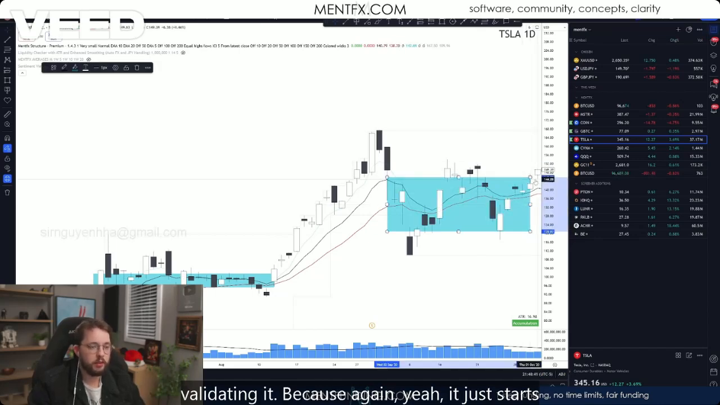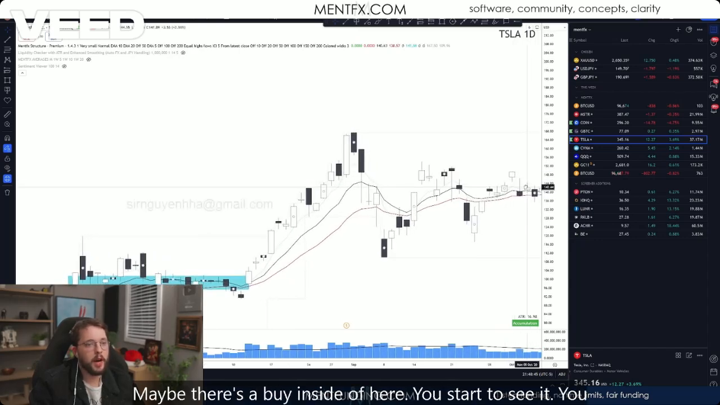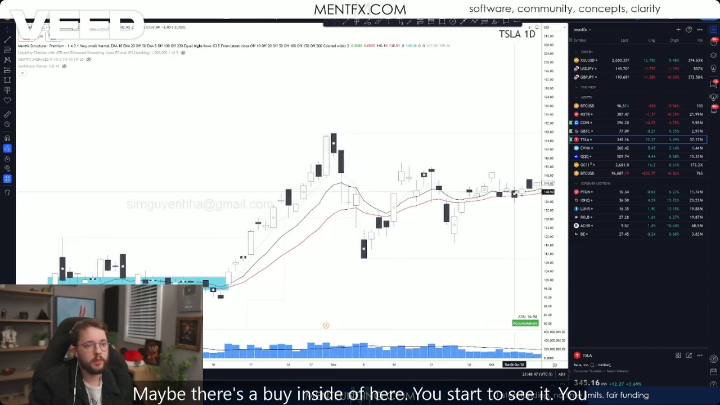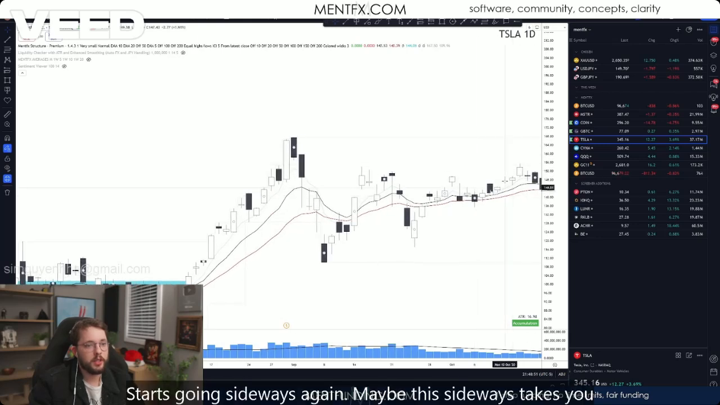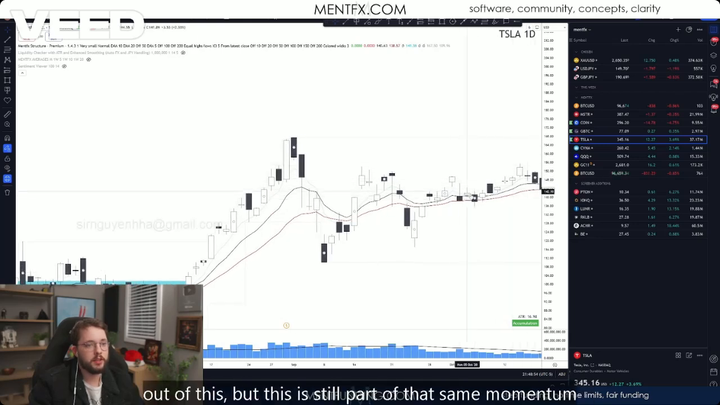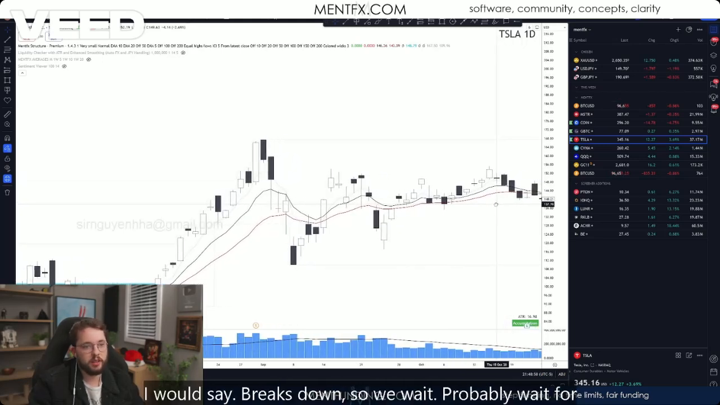This validates it. So this area here starts validating it. Wait for some sideways. Sideways comes in. Maybe there's a buy inside of here. You start getting in buys. You're in. It's looking really good. Starts going sideways again. Maybe this sideways takes you out of this, but this is still part of that same momentum MB. So you start looking for buys, right? Still looks fine, I would say.